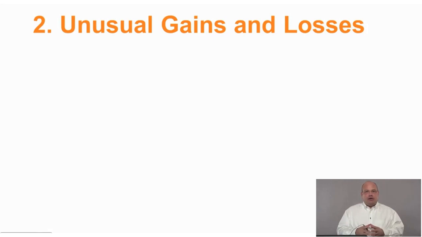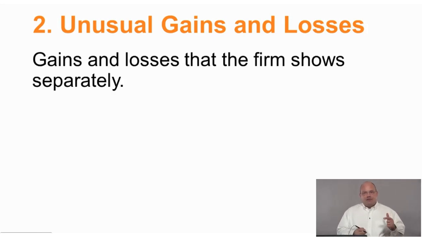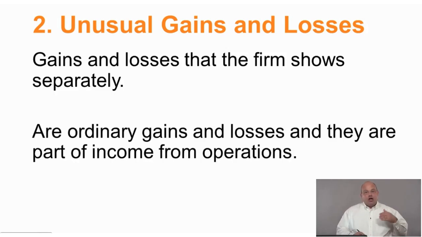Now, unusual gains and losses. These are gains and losses that the firm shows separately. They are going to be part of ordinary gains and losses. They're part of income from operations.